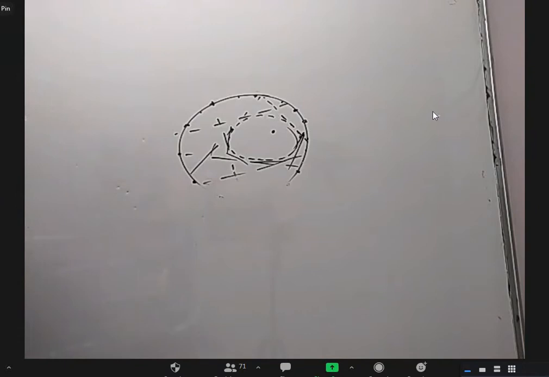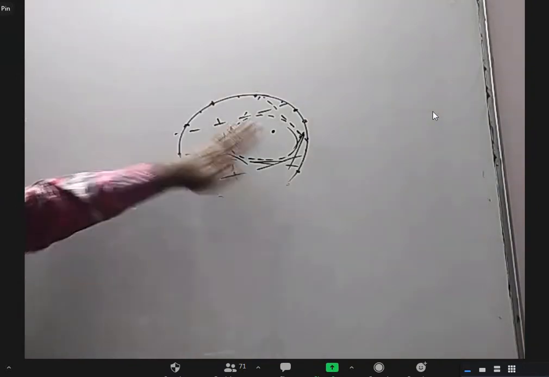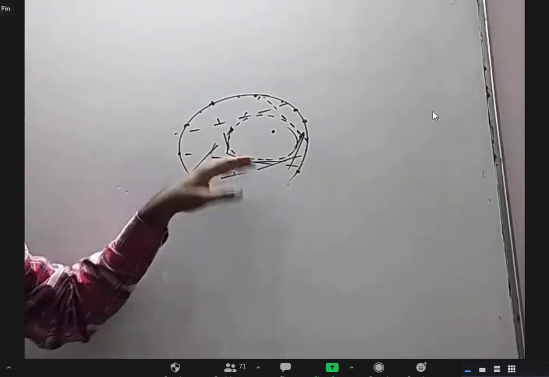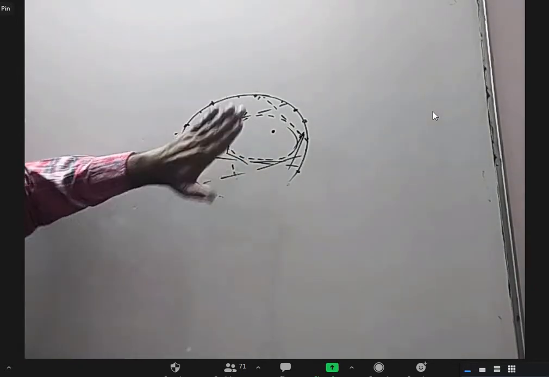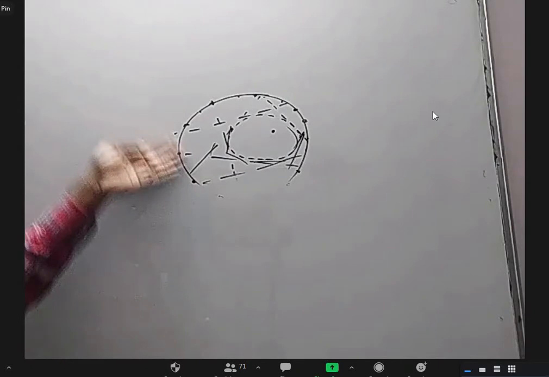Sir, then how will we get lines? Oh, when you fold, you have to press it and make it flat, then you will get a crease. Yes, sir. Fold it in such a way that it's perfectly flat, not curved. Okay.